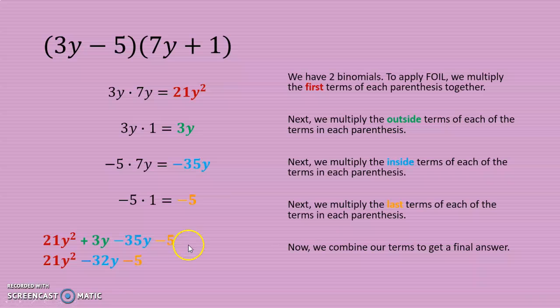Putting all of that together, we'll have 21y squared plus 3y minus 35y minus 5. Combining the like terms that we have in the middle, the y terms, we would end up with 21y squared minus 32y minus 5 for our final answer.